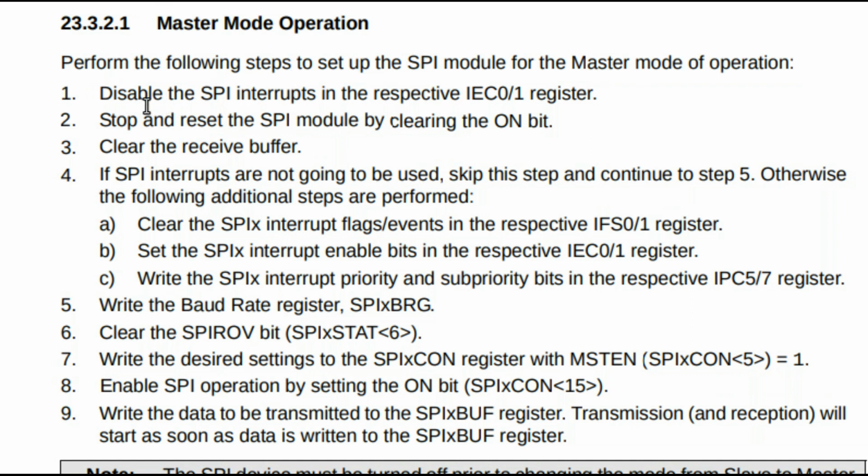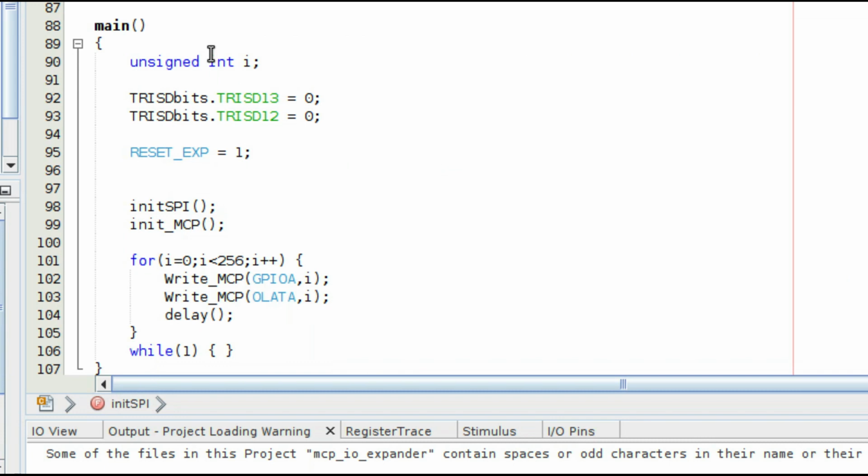First, disable the SPI interrupts in the respective IEC01 register. So in the main function we will call two functions, one to initialize the master and one to initialize the slave device. Now let us see the implementation of the master.